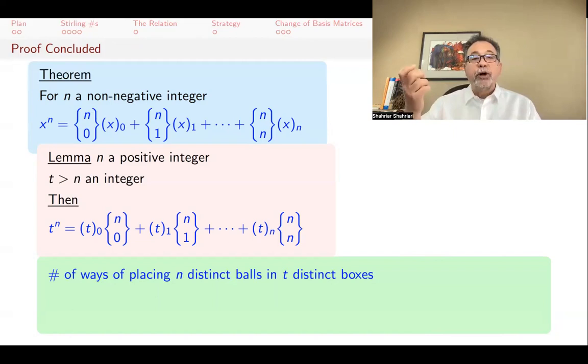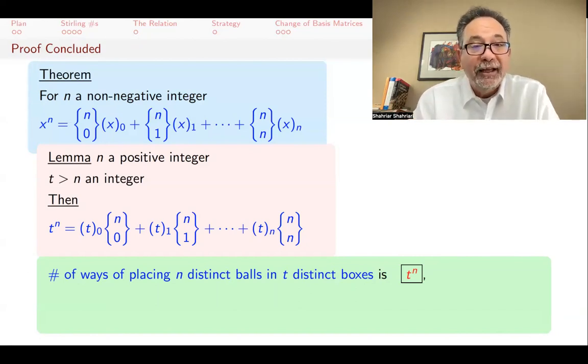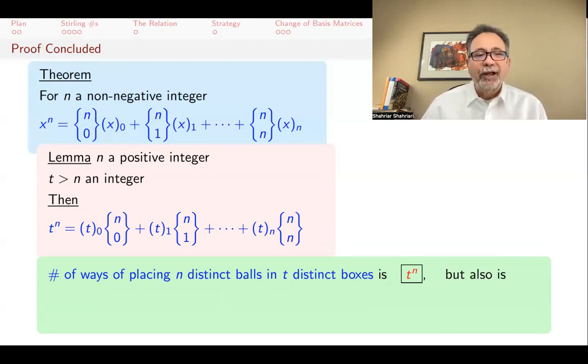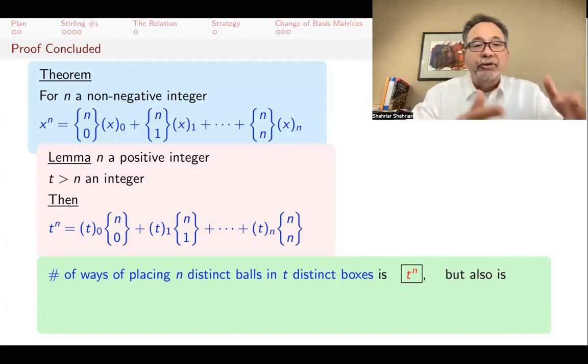Well, the first ball, how many choices do you have? You have t choices. The second ball, t choices. Third ball, t choices. And there are n balls, so the total number of choices is t to the n. The multiplication principle, pretty easy. But you can think of this differently. You can say, well, in the original way, you could have put everything in the same box, for example, or put them all in different boxes, or some of them, and so on.